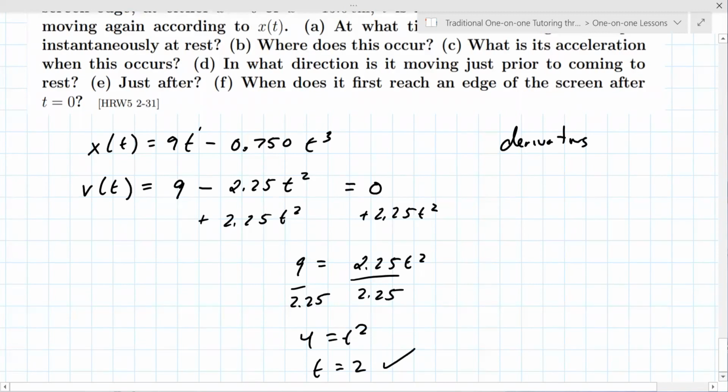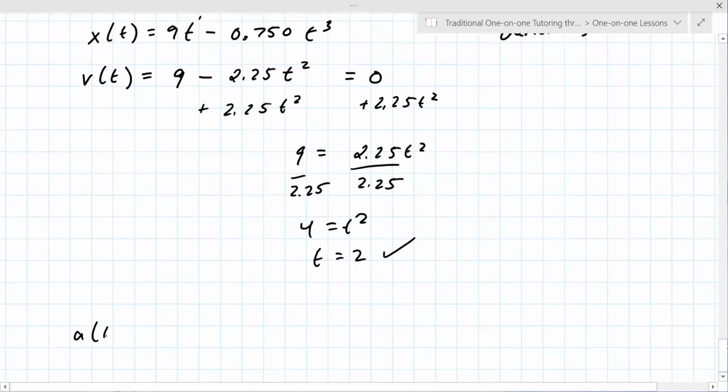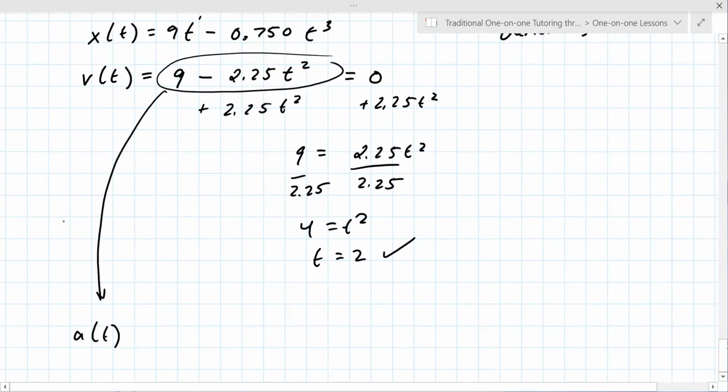Okay, now what about acceleration? Acceleration as a function of time. So we have to go back to this line right here. We have to take the derivative. So what's the derivative of this? It's going to be 0 minus negative 4.5 t to the power 1. Does that equal 0 or no?